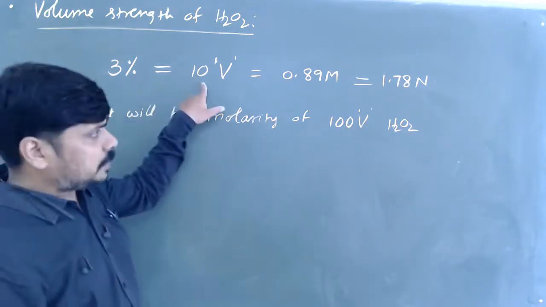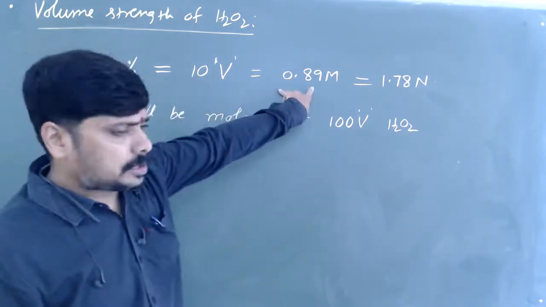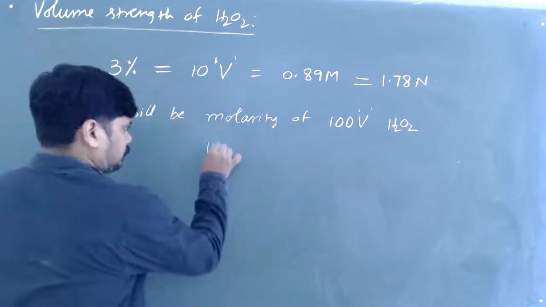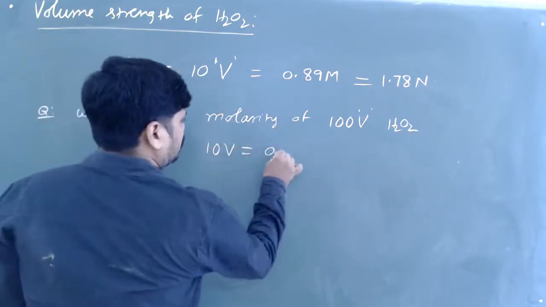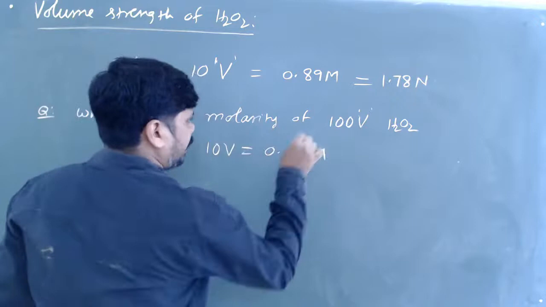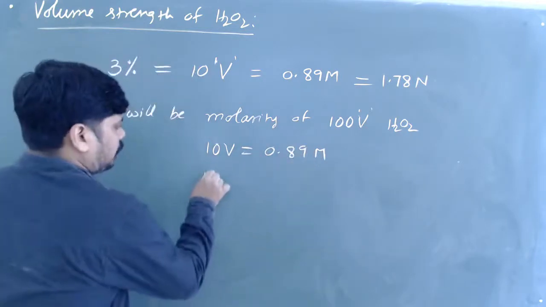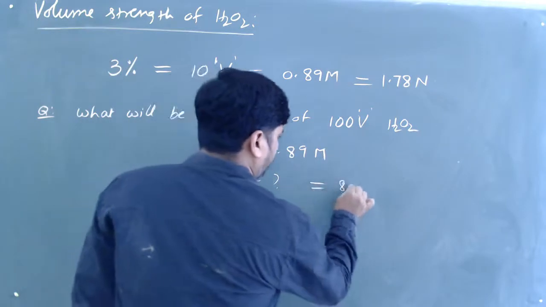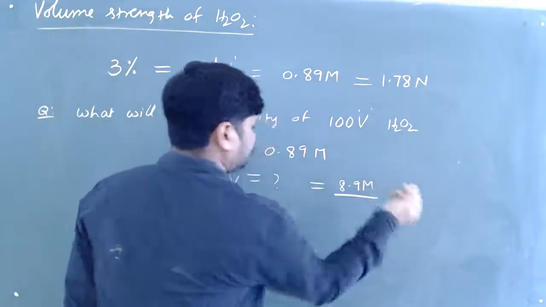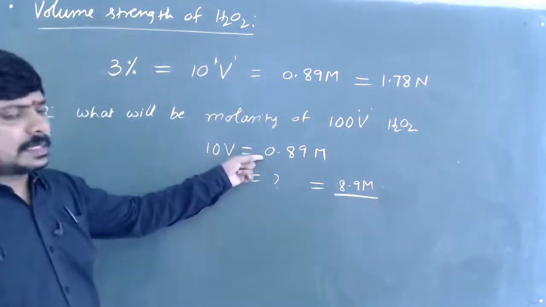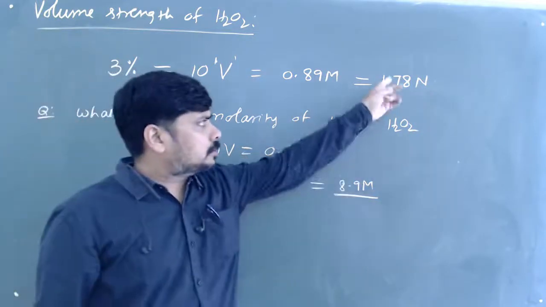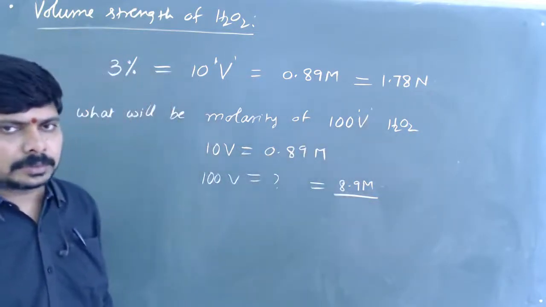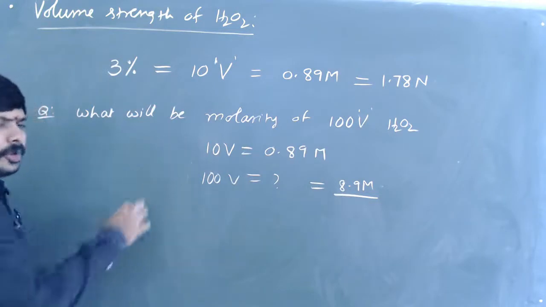Based on this, you can take these two combinations. 10 volume is equal to 0.89 molar. 100 volume is equal to how much? It is going to be 8.9 molar. Very easy. If they are asking normality, multiply it by 2, 17.8 normal. Isn't it? So this is how we can make it.